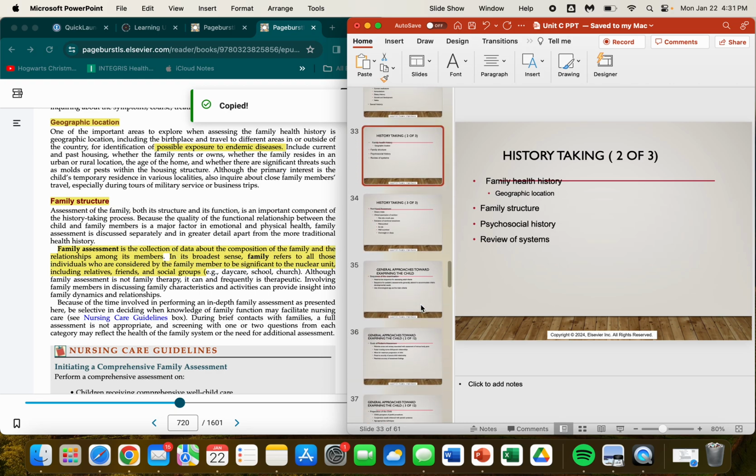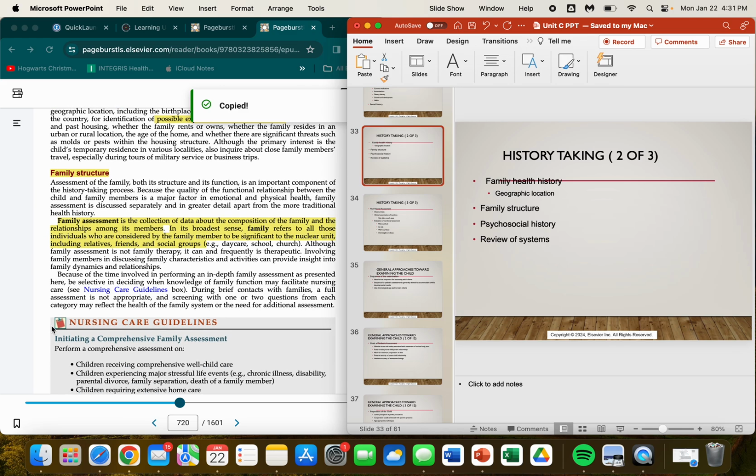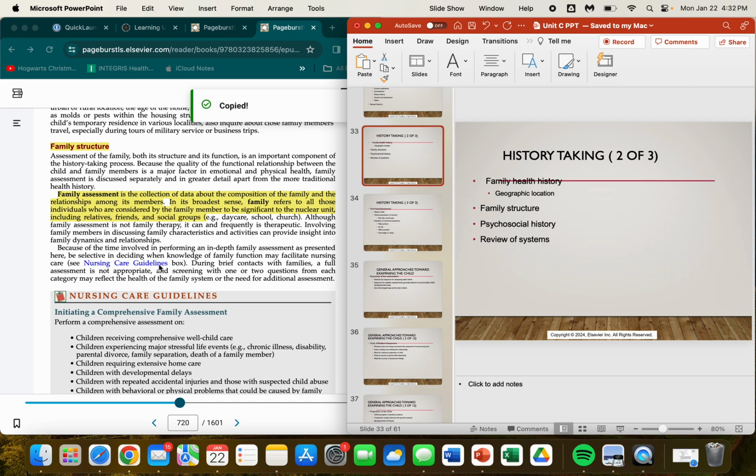Another thing we need to take into account is family structure. When we talk about the child, we need to assess the family. We will also want to collect data about that family and what that means to them. Family means something different to most people. That can mean within the nuclear unit, mostly usually the people they live with, including relatives, friends, social groups. Family is just whatever that patient determines it is.